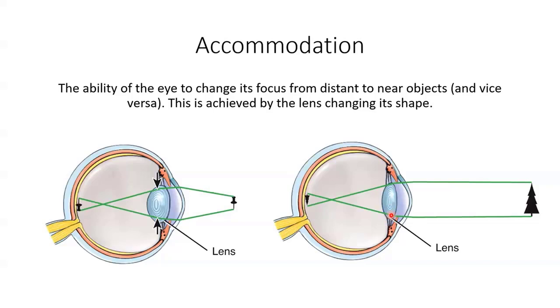Now, this ability to accommodate decreases as we age due to a decrease in the flexibility of the lens as well as weakening of the ciliary muscle. And it's why we can find it harder to focus on things as we age.